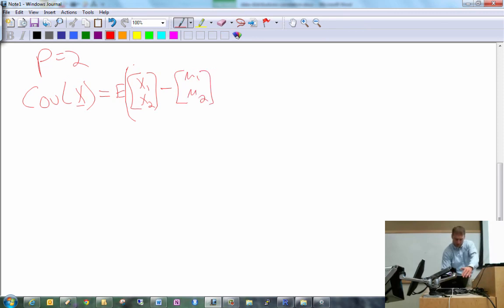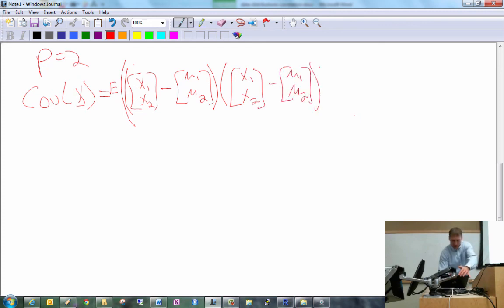I'm running out of room here, so hopefully you can erase as well. Putting some parentheses around that vector subtraction. Then we're going to do x1, x2, minus mu1, mu2, transpose, and then the final parentheses. Okay, so that's what we need to do. We're going to go through this step by step.